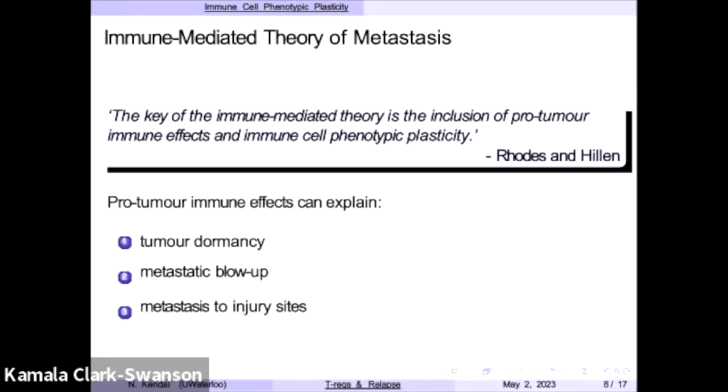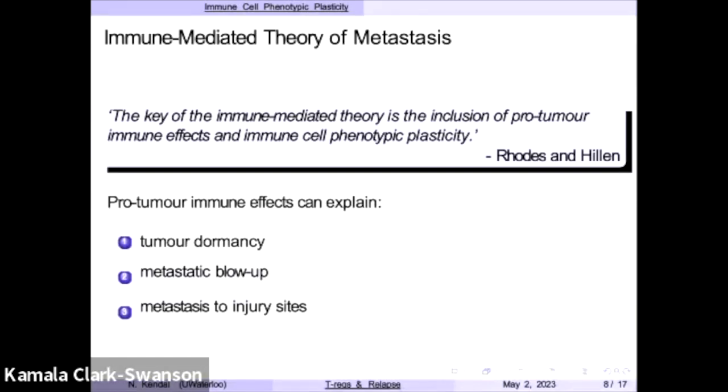And by adding these into their model, they're able to explain tumor dormancy. This is when a tumor just lays dormant for unknown reasons for a really long time before suddenly coming back. They're able to explain metastatic blowup, which is where you have a primary tumor, it's removed via surgery, and then nearly overnight, a secondary tumor pops up. Previous models weren't able to explain this accurately. And likewise, they were able to explain metastasis to sites of injury.